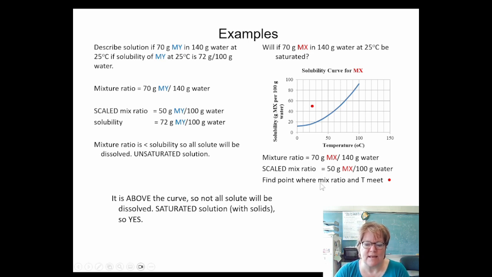And now if I asked you, well, how much would be solid? You could calculate it by subtracting. So in this case, if it was 50 grams, 18 grams would be dissolved. And then I could scale that 18 grams, well, what would that be per 140 grams of water? And then I could subtract 70 minus how much would be dissolved, and the remaining amount would be the mass of the solid.